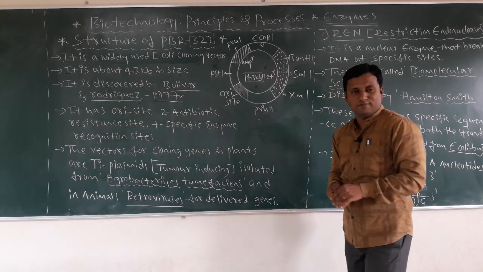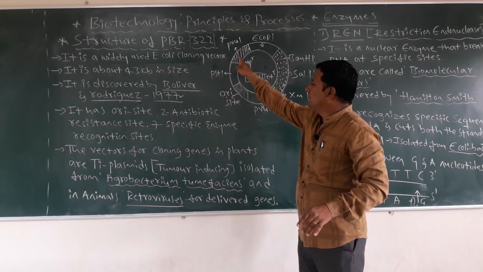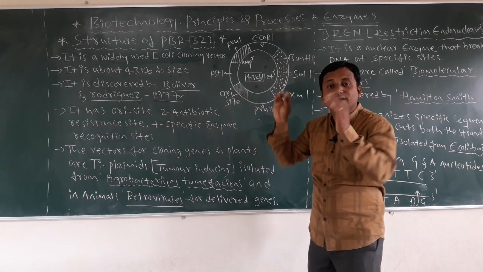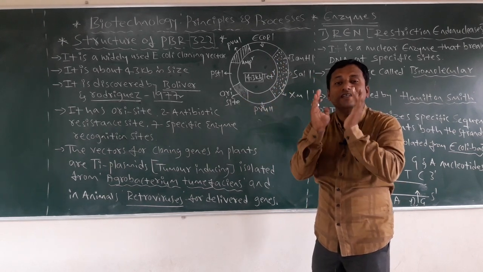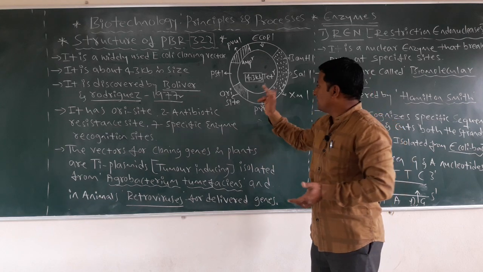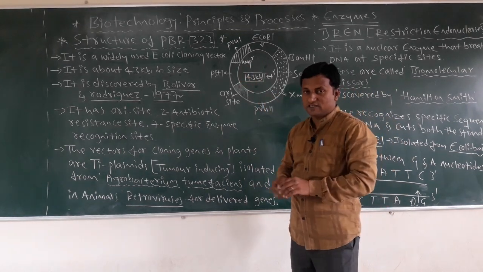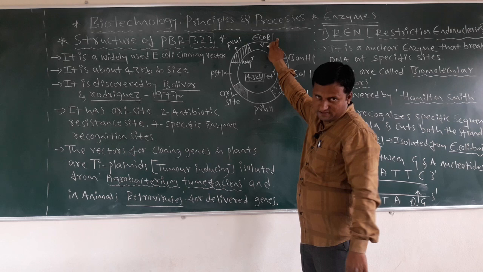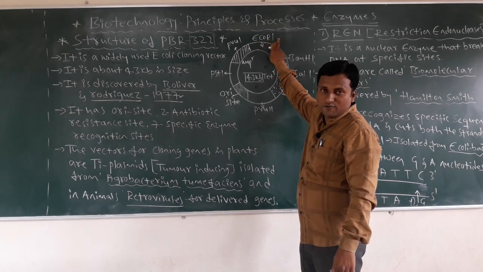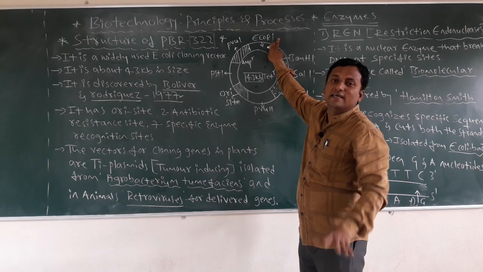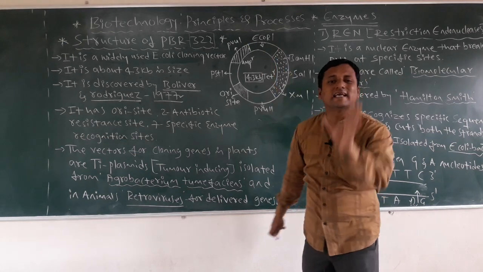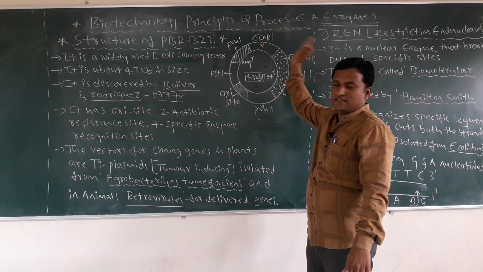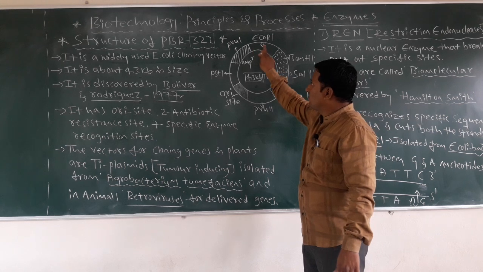What does it have? Just think about it. It has some sites here. I am going to mark some sites like these. These are nothing but sites where the enzymes recognize. These enzymes recognize sites. You must remember the first one. This site is called EcoRI. EcoRI is a type of restriction endonuclease enzyme. I will discuss this later. This is the site of EcoRI.